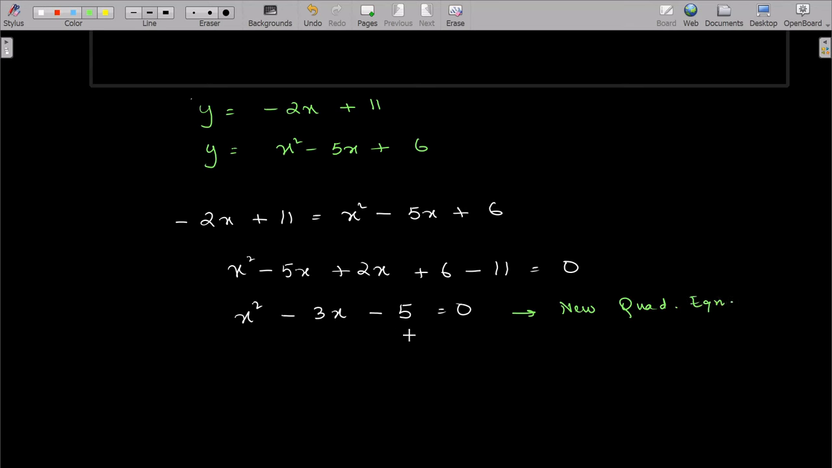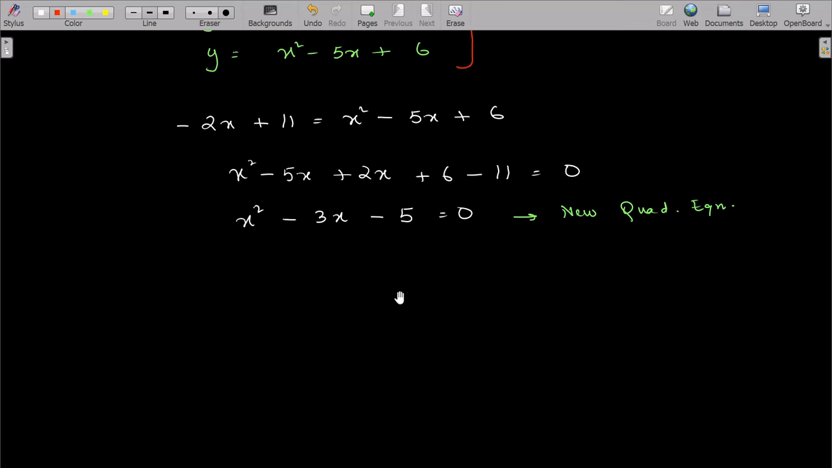Now if you just have to determine whether this system will have one solution, two solutions, or zero solutions, or whether they will touch, intersect, or not touch, all you need to do is find the discriminant of this new quadratic equation. So can you quickly find the discriminant for this new equation?